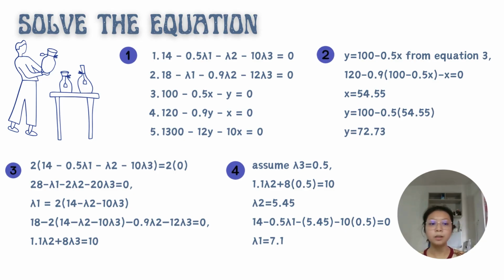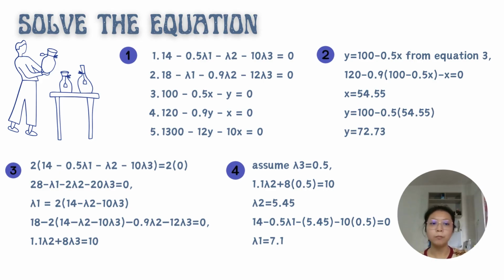Then we can rewrite equation 1 as lambda 1 equal to 28 minus 2 lambda 2 minus 20 lambda 3, and define it as equation 7. Substituting equation 7 into equation 2, the equation becomes 1.1 lambda 2 plus lambda 3 equal to 10, which we define as equation 8.